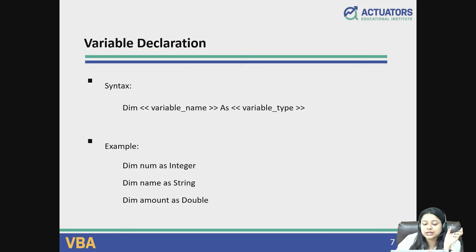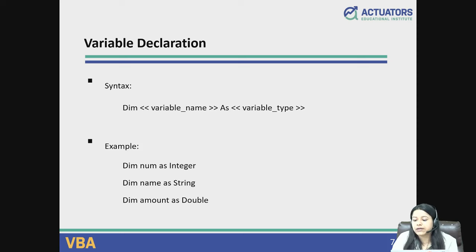How to create a variable? The code is like this. Dim. Dim is to declare. Dim, the name of the variable. For example, here we were using name. Dim name as what is the type, the data type. So generally it's a string, or if you want to store it as an integer, or if you want to store it as a double. What is the difference? Double is basically double precision. It will store the decimal places as well, right? So this is how you declare a variable.